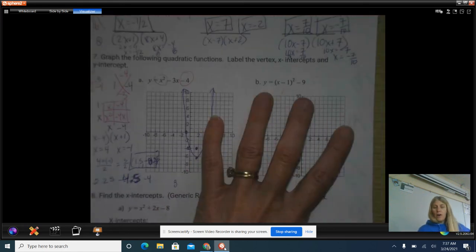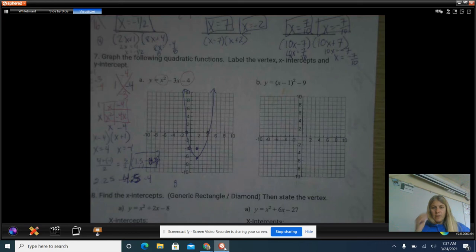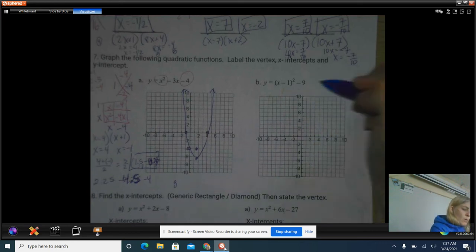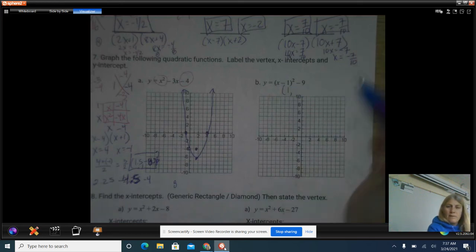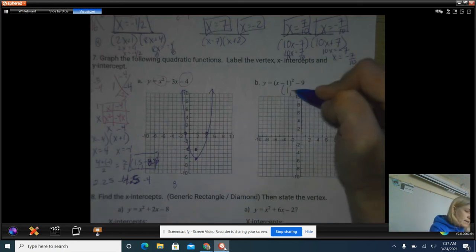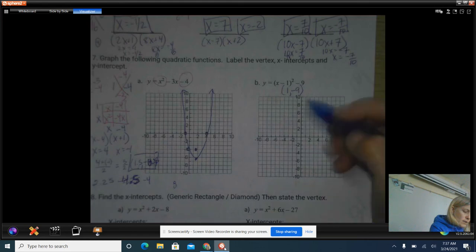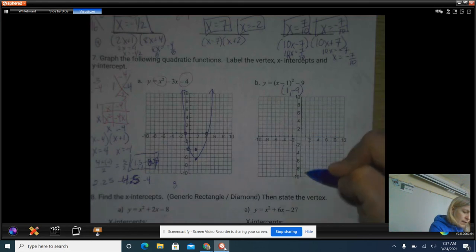Okay, this next one is already in vertex form, so we don't have to use a generic rectangle or diamond problem. We know that our vertex is the opposite of the number inside, so the opposite of -1 is 1, and the same exact on the outside. So we know our vertex is 1, -9.